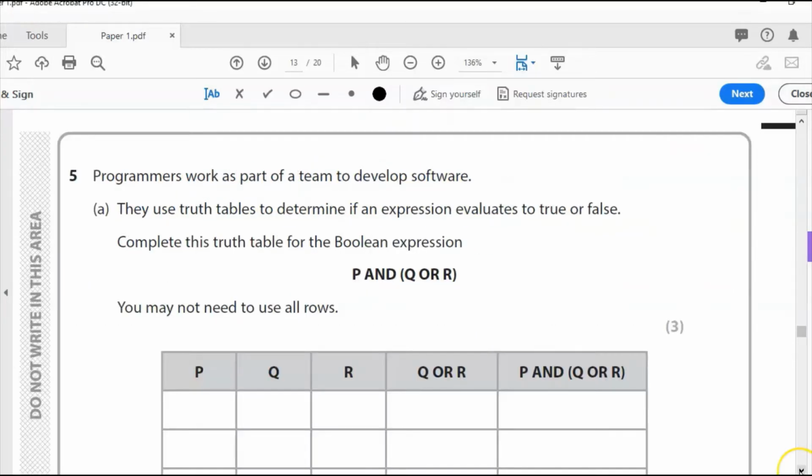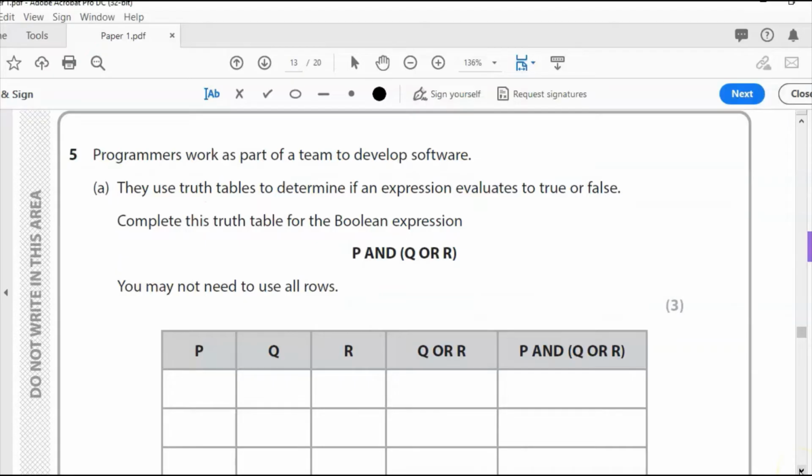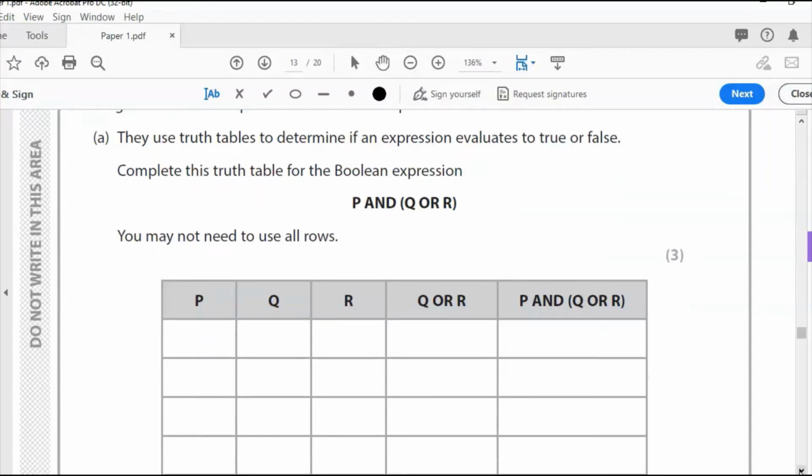4. Question 5. Programmers work as part of a team to develop software. They use truth tables to determine if an expression evaluates to true or false. Complete this truth table for the Boolean expression P and brackets Q or R. You may not need to use all rows.